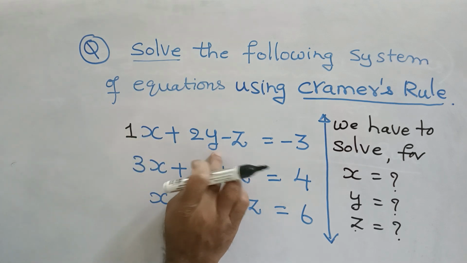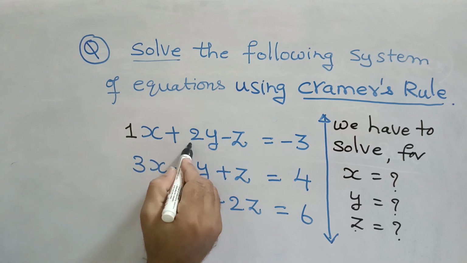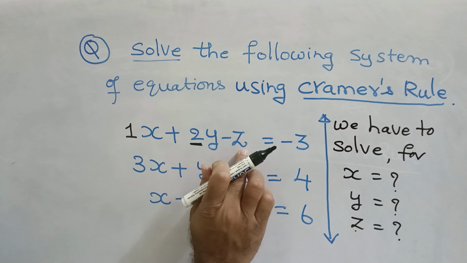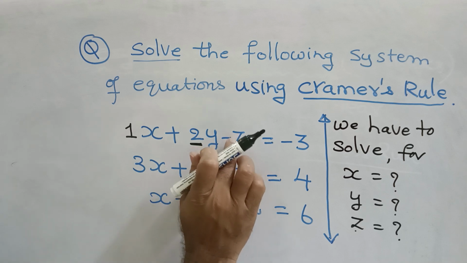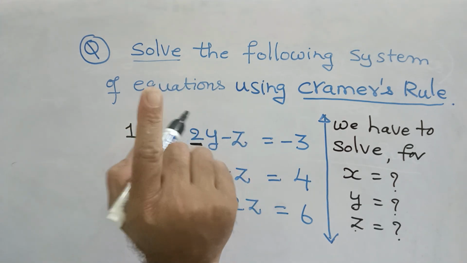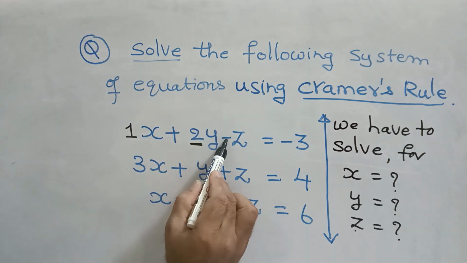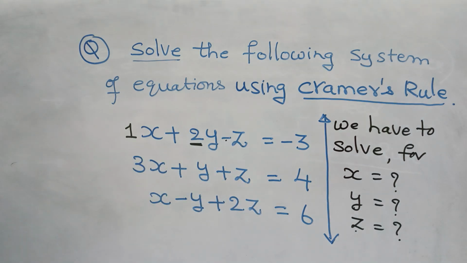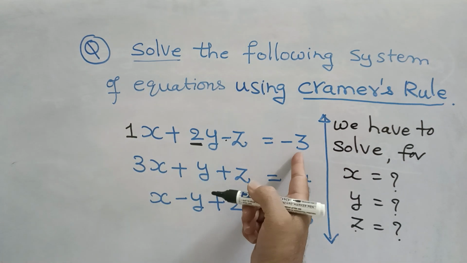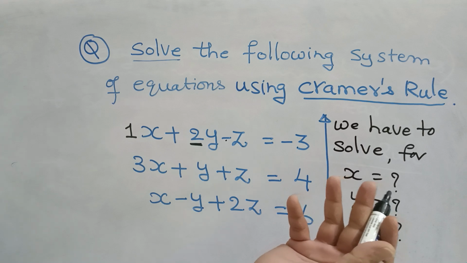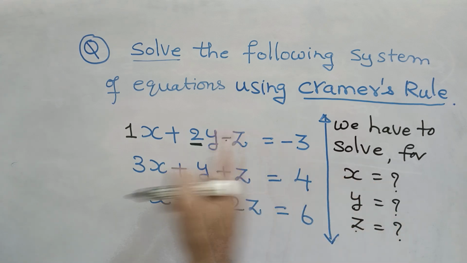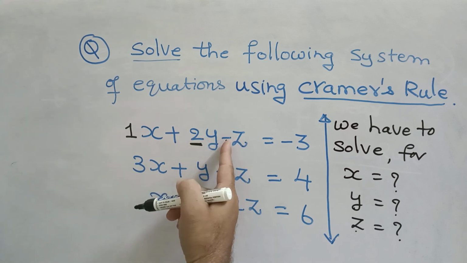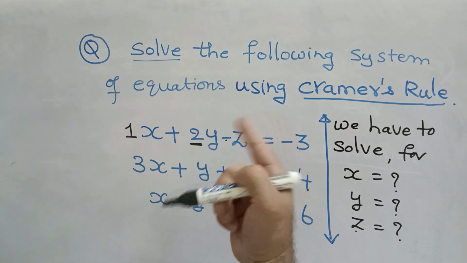Coming to y, what is the coefficient of y here? 2 is the coefficient of y. What is the coefficient of z? There is no number here. If there is no number, assume that it is 1, but a minus sign is there, therefore minus 1 is the coefficient of z. Clear? Minus 3 is the constant, obviously. The x coefficient is 1, the y coefficient is 2, the z coefficient is minus 1, and minus 3 is the constant.